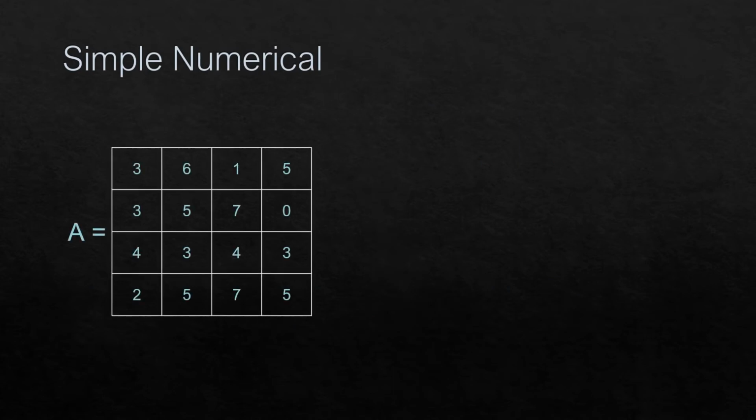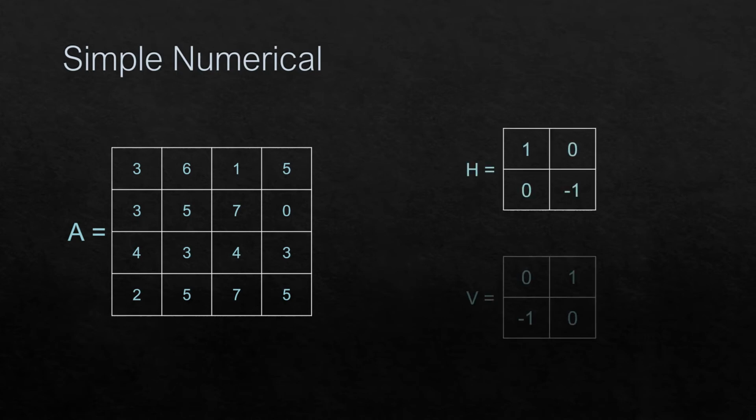Let's consider a simple example of a numerical. We have an image. It's not an image. Let's consider a part of an image with particular values, and we apply the horizontal and vertical convolutions to it. Now let's say we consider this region and we apply the horizontal mask to it.